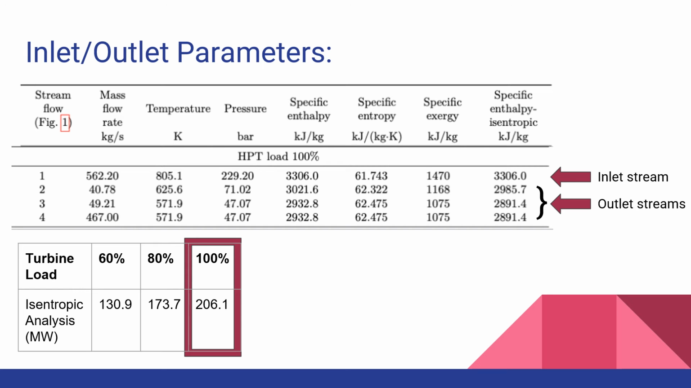Here, towards the top of the slide, you can see a table from the report that includes the temperature and pressure values we are using for our inlet and outlet parameters. The pink arrows on the right-hand side of the screen indicate the data we used for the inlet stream and the outlet streams. At the bottom left of the screen, you will see a table that shows the turbine power calculated in the report at 3 different turbine loads using the isentropic analysis method. In our analysis of this turbine, we will only be focusing on the power calculated for a 100% turbine load, which is indicated in the pink box.